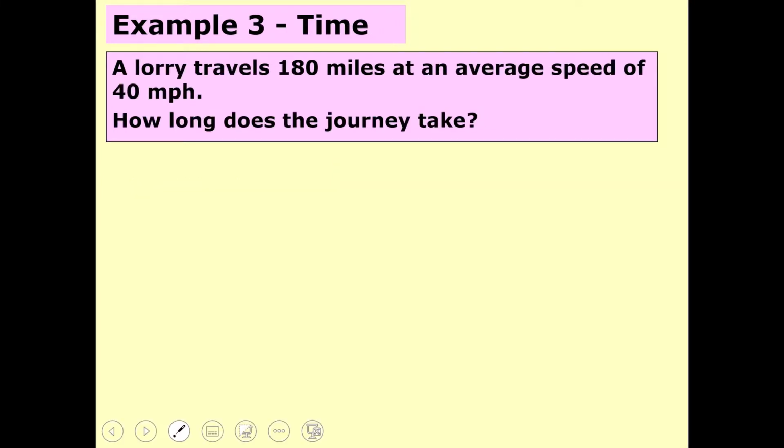A lorry travels 180 miles at an average speed of 40 miles per hour. How long does the journey take? So how long does it take? That means we're trying to calculate the time. So let's pick out what we've got from the question. So our distance is 180 miles and our speed is 40 miles per hour. Okay, we don't need to convert anything just yet because it's time that we're trying to calculate.